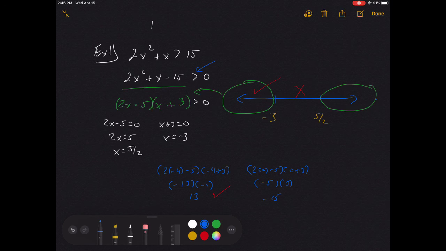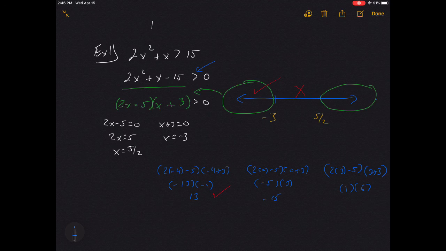So we're going to check 3. So we're going to go 2 times 3 minus 5, and then 3 plus 3. So 2 times 3 is 6, minus 5 is 1. And then 3 plus 3 is 6, and when I multiply 1 and 6, I get positive 6. Positive 6 is greater than 0. Again, going back to the original equation, I was looking for greater than 0. So this is awesome. This one works. So we're going to check that region. So now I have my two regions.